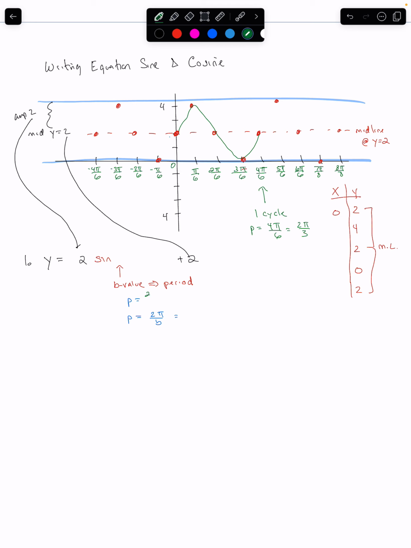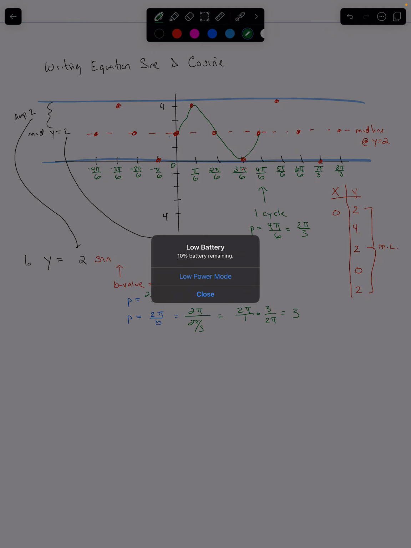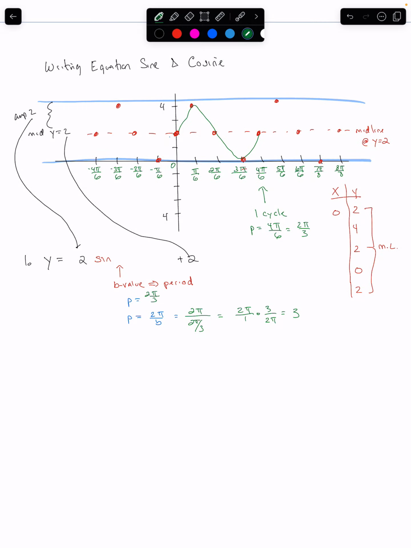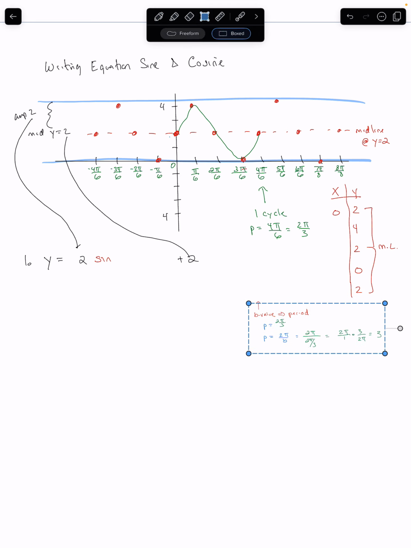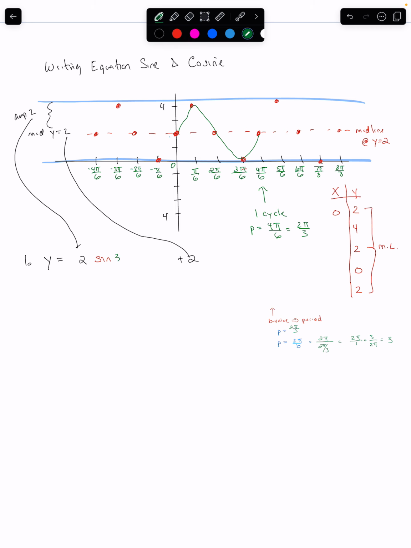So if my period is equal to 2 pi over 3, and the period is equal to 2 pi over b, so this becomes 2 pi over b equals 2 pi over 3, which ultimately is just 2 pi over 1 times 3 over 2 pi, which is just 3. So now my b value is 3. All right, so I'm going to move this over. So now my b value is 3.